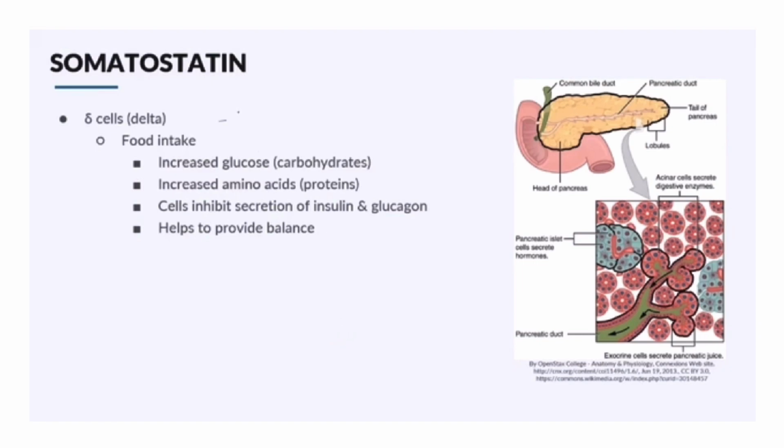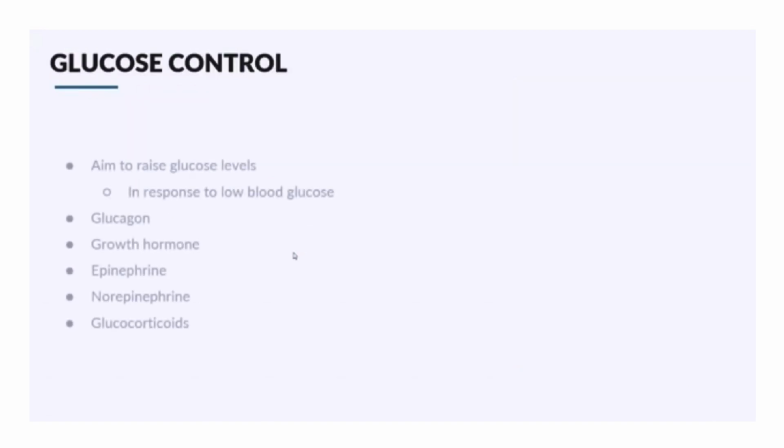Now, there's probably going to seem like there's a struggle between insulin and glucagon, and that's where this hormone called somatostatin comes in. Somatostatin is produced in the delta cells in the pancreatic islets. Food intake is going to cause increased glucose in the form of carbohydrates and an increase in amino acids from the proteins. And what happens is the somatostatin helps to inhibit the secretion of insulin and glucagon and to provide the balance depending on the body's particular needs at that point.